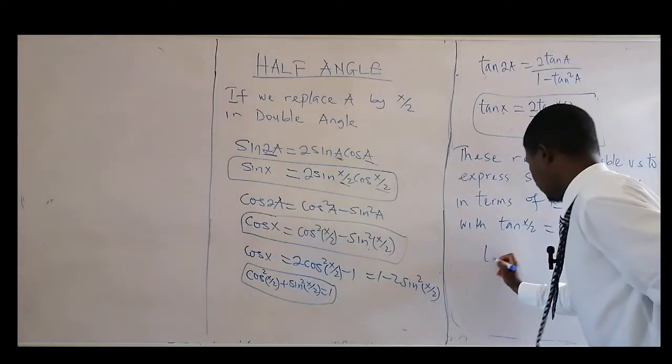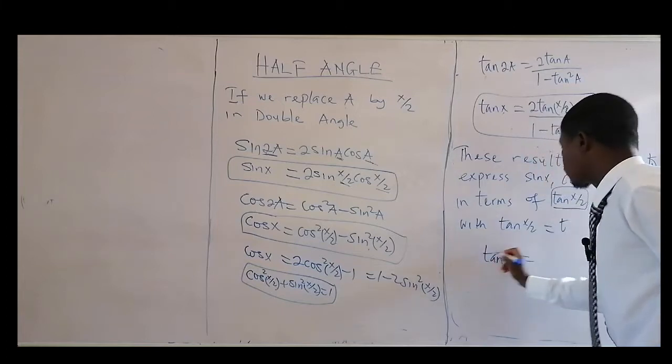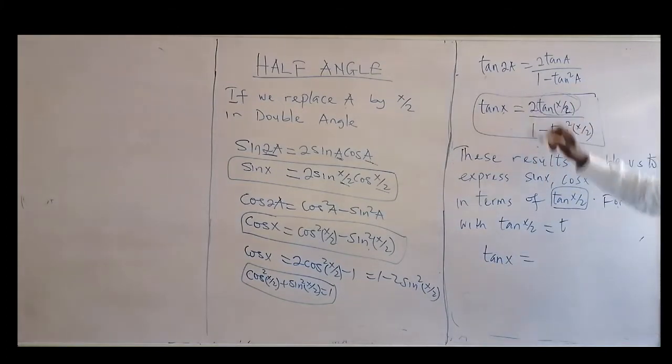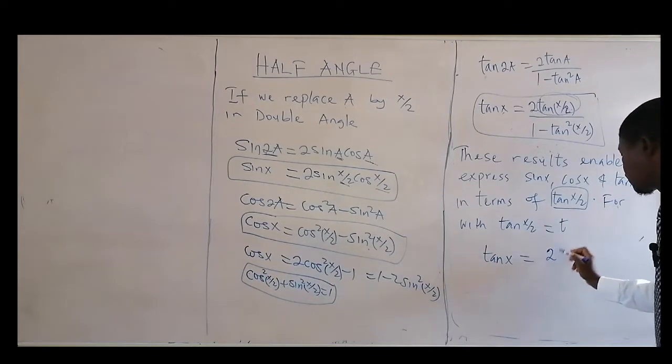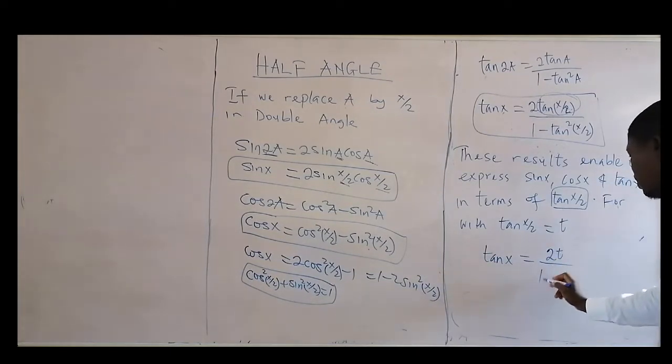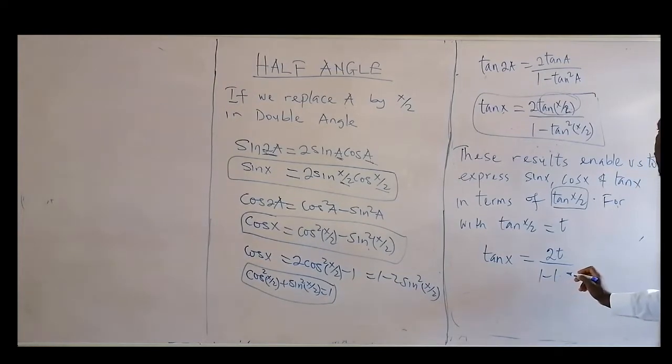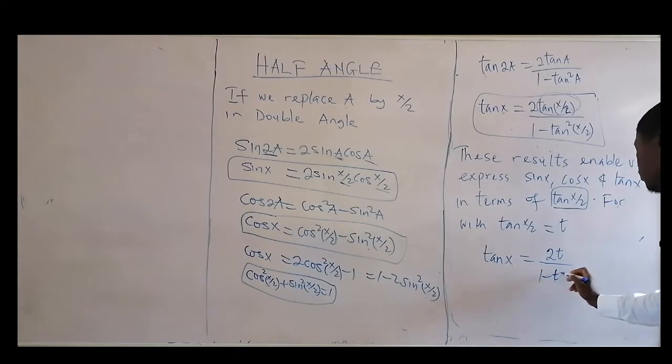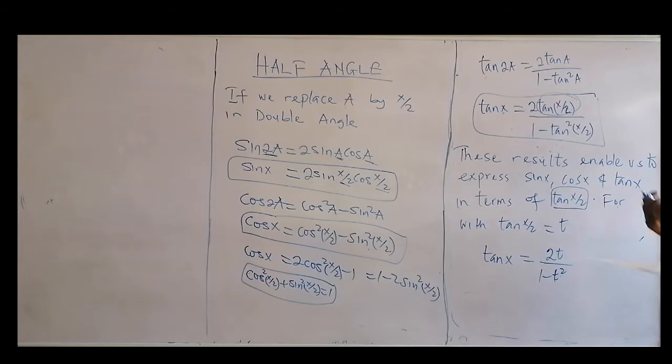So tan x will now become, substitution for tan x over 2 is t. So that will be 2t over 1 minus t squared. That's the tan x. So we are going to express all of these in form of t. So that's that.